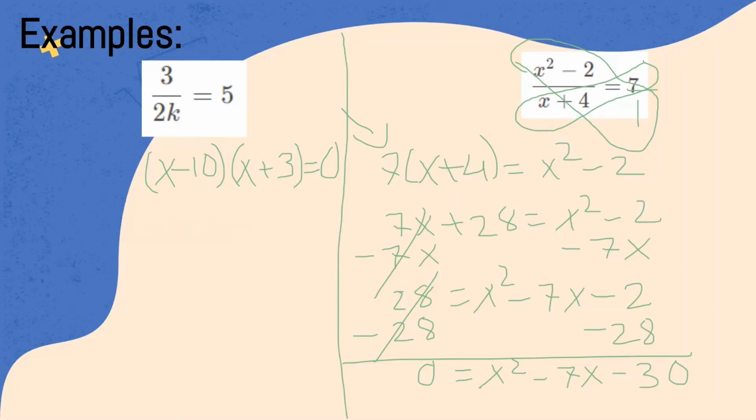Once you do that, what you are supposed to do is set each of these factors equal to 0. So I'm going to set this one equal to 0. And now, how do you solve for that? You add 10 to both sides, right? Because you're trying to get rid of this 10. So then x is equal to 10.